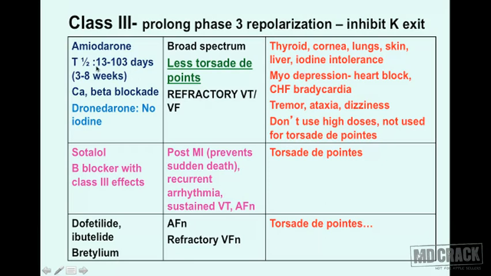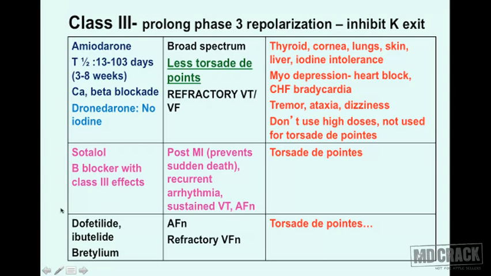And don't forget, amiodarone is a myocardial suppressant, so it will lead to heart block, it can lead to heart failure, and it can produce bradycardia. Rarely, it can produce tremors, ataxia, and dizziness. Amiodarone should not be used in high doses. It's a class 3 agent, and it's not used for Torsade de Pointes arrhythmia, obviously because it's a class 3 agent. But if you consider all class 3 agents together, amiodarone produces less Torsade de Pointes arrhythmia, and it's a broad spectrum agent.